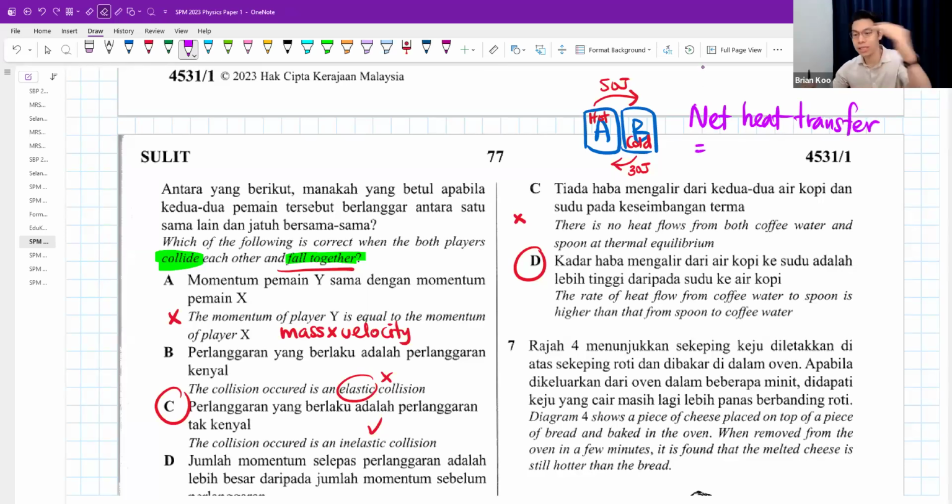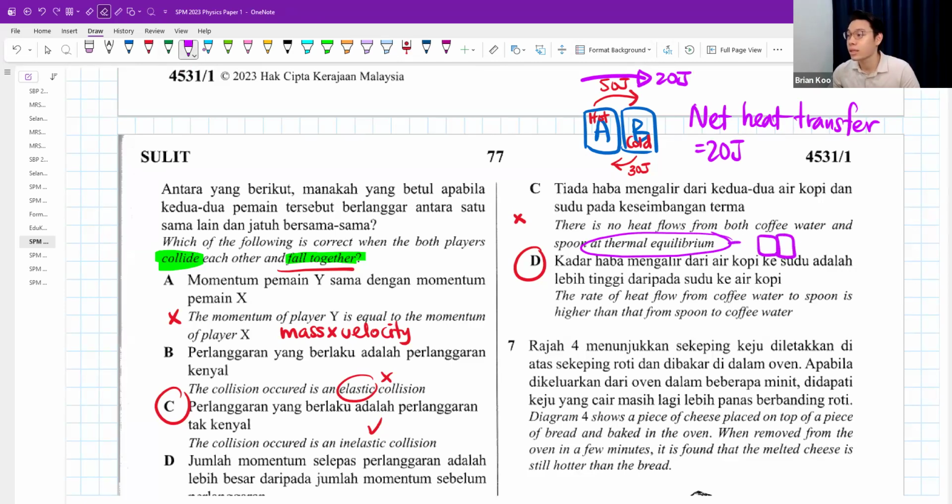It's like one side 50, one side 30, so they cancel out each other a little bit. The net heat transfer is 20 joules from hot to the cold side. Okay, that's the majority of heat transfer. So please don't say there is no heat loss at thermal equilibrium also, because you know why? Thermal equilibrium, right? Still got heat loss.